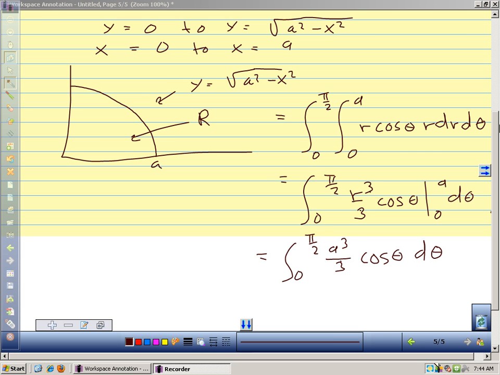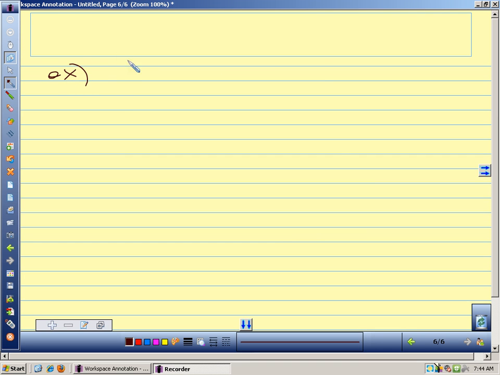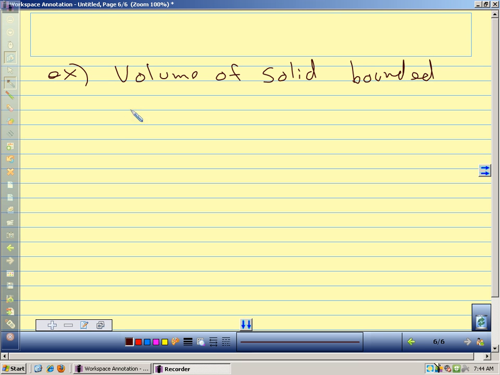Let me pick out another example here. We want the volume of the solid bounded by z equals x squared plus y squared plus 3, z equals 0, and x squared plus y squared equals 1. So these last two conditions give us our region.